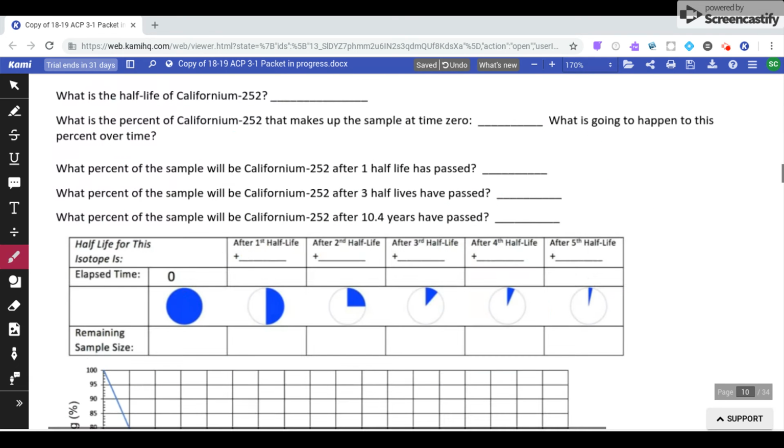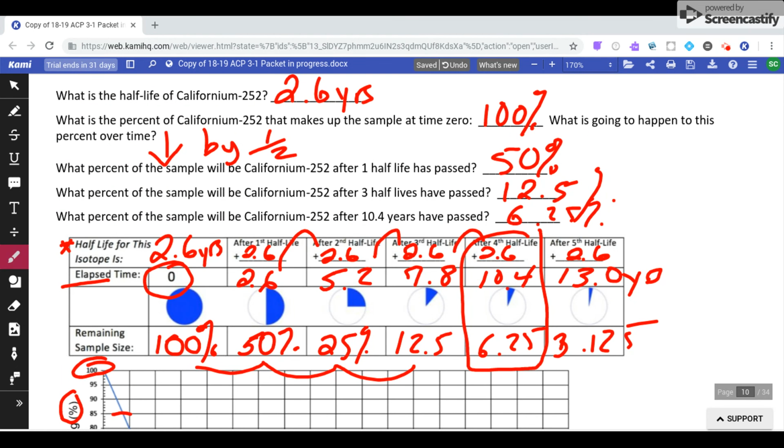So you really should be doing math and figuring out what the amount is by cutting it in half each time. And if you can hit divided by 2, divided by 2, divided by 2, divided by 2, and you can keep adding the same value to get your elapsed time, then half-life problems really aren't hard.